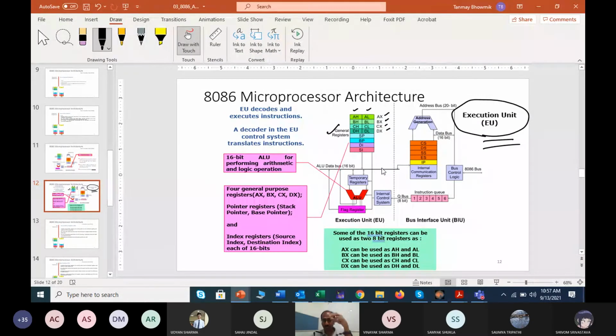Then if you look at some more of the diagram, you can see how they are connected. The control bus accesses the data or instructions from the bus interface unit and passes them to the internal control system. The internal control system checks what type of instructions are being passed by the bus interface unit or instruction queue, and depending on that it passes them to the execution unit, deciding what type of execution is required, whether temporary registers, the arithmetic logical unit, or the flag register is required.